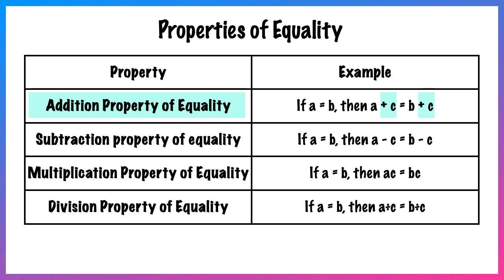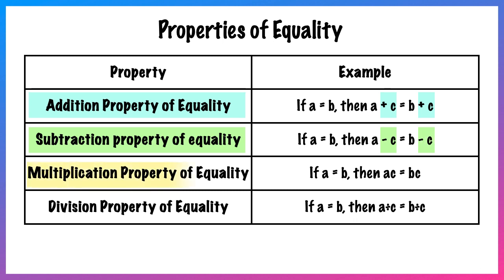So whatever we're doing to one side, we're doing to the other with all of these properties of equality. So the addition property of equality, we're adding to both sides. Then we have subtraction property of equality. With the subtraction property, we are subtracting from both sides. So if A is equal to B, then A minus C is equal to B minus C.